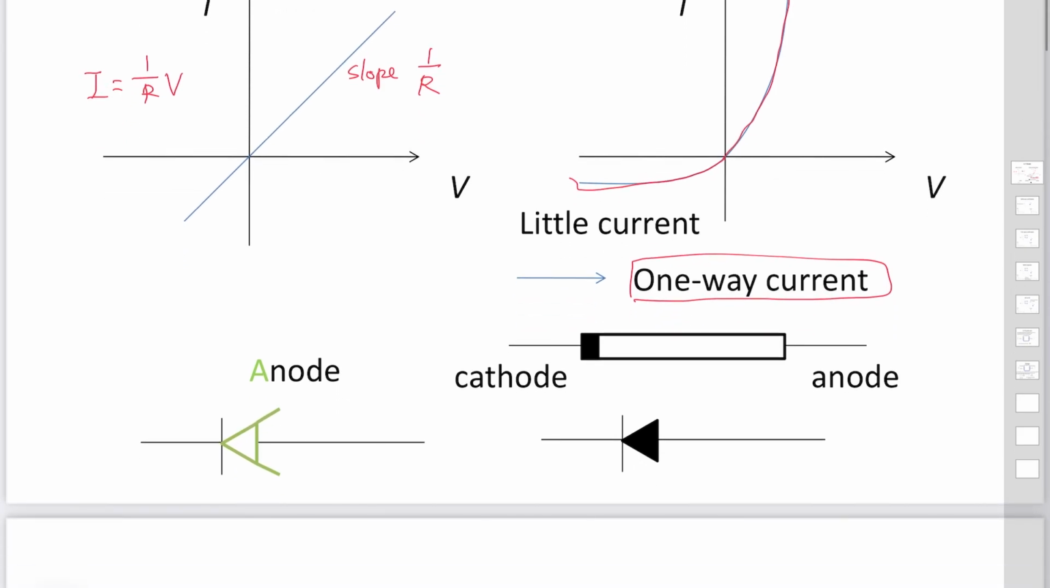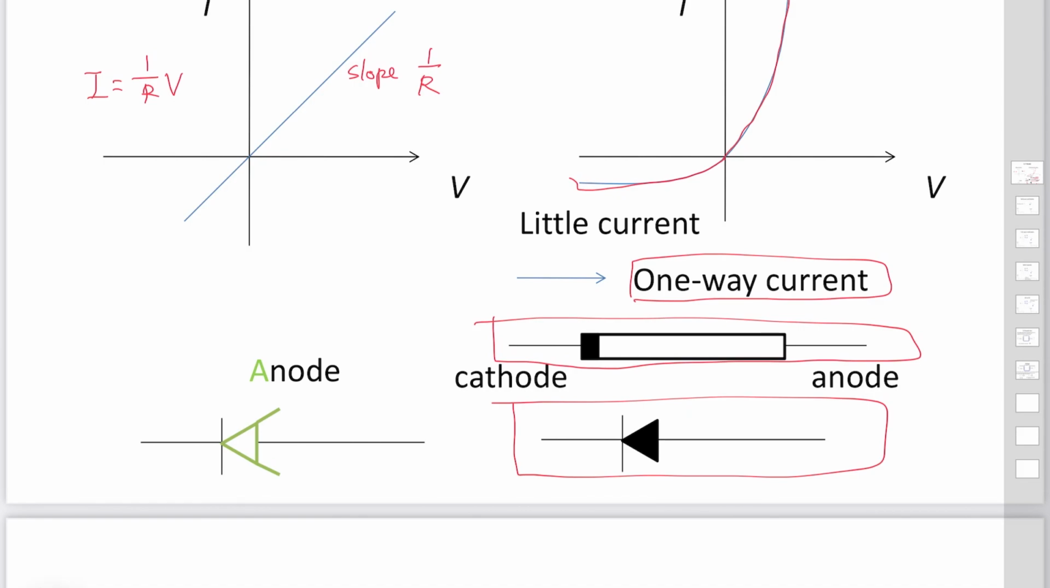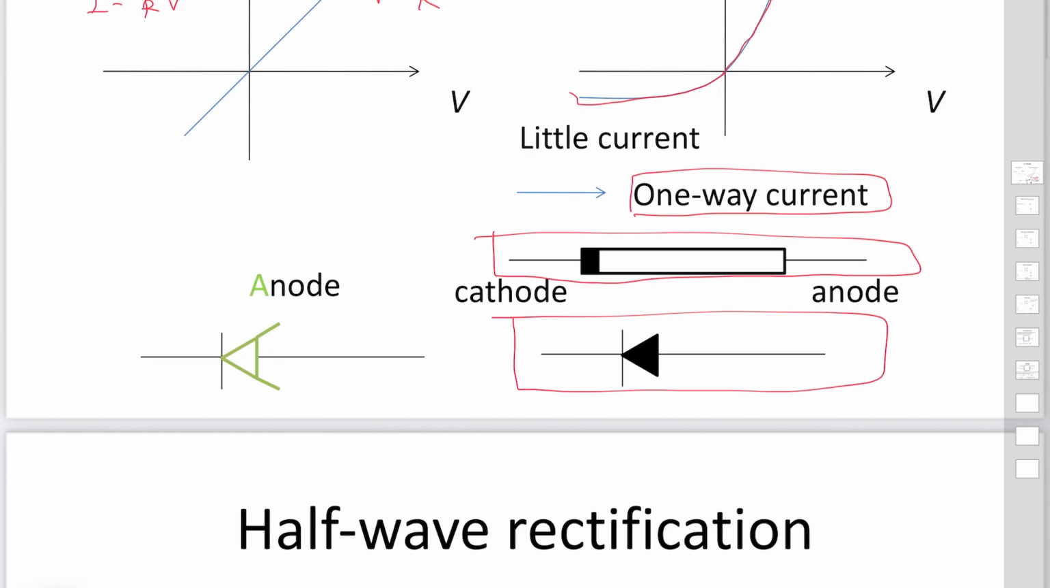To describe the diode with these symbols, current is flowing from the anode to the cathode. To remember these symbols, you can consider that the anode starts with the letter A. This looks like an A. So this is anode to the cathode. Okay, this is the diode.